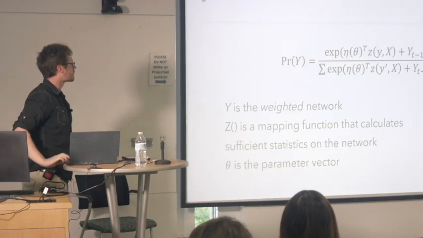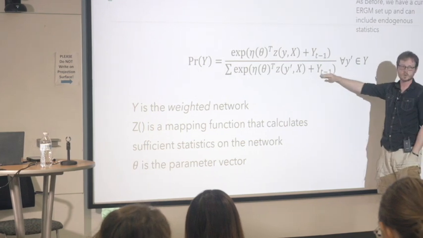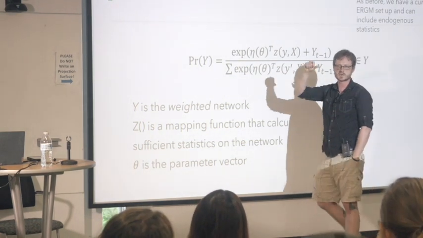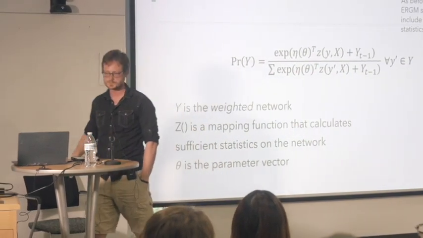So even though ERGM is extremely complicated, when we get to TERGM, we're really just adding this one term. And that term is the past value of the network. So we still have this extremely general functional form, but now we're conditioning on our prior network observation. We're predicting the next observation as a function of now and anything that changes in between panels.